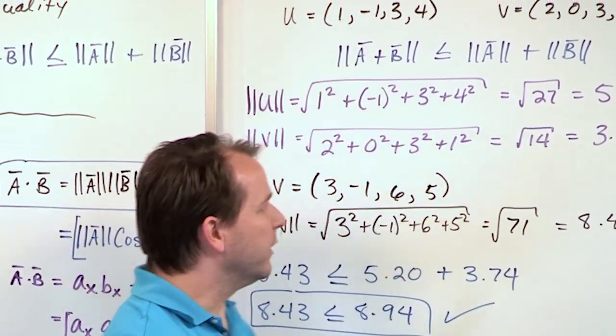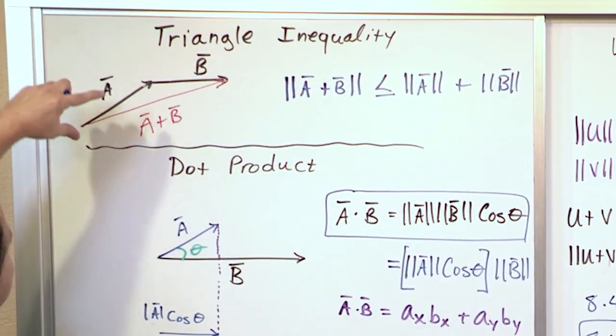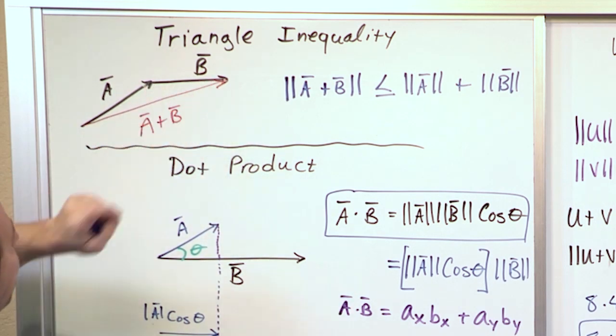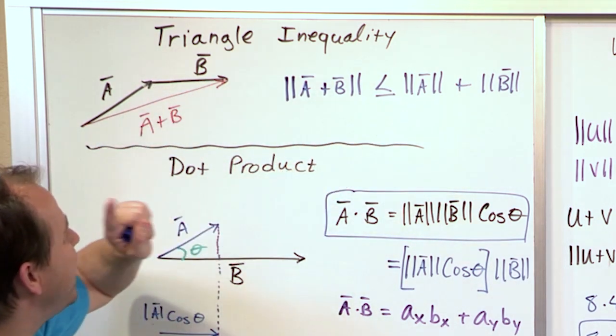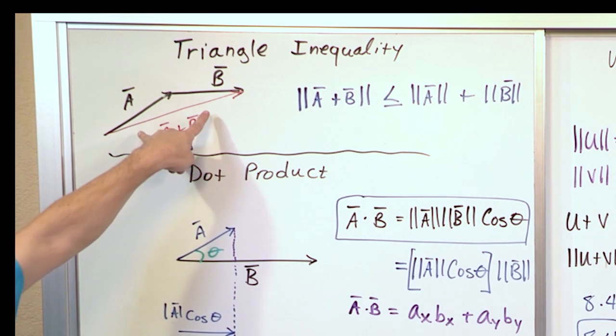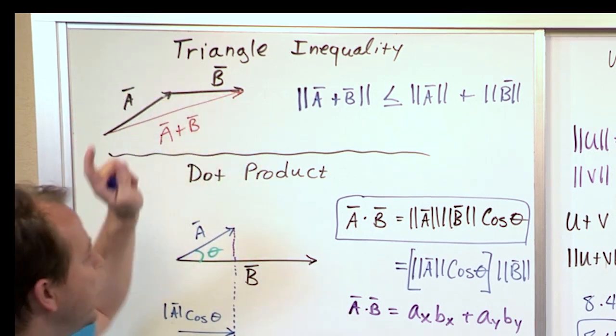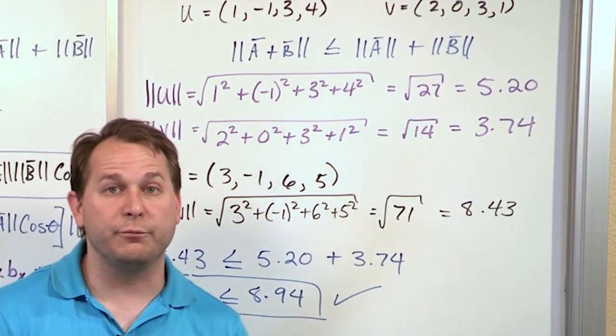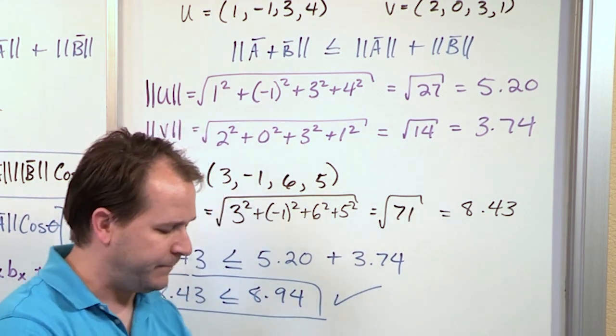That's what the triangle inequality is saying. It's saying when you add vectors together, when you add their magnitudes, you're always going to get a number on the right-hand side of this that is bigger or maybe equal to the vector sum. This is the graphical way of understanding it. This is the numerical way of proving that it's true. So you may be asked to do that.